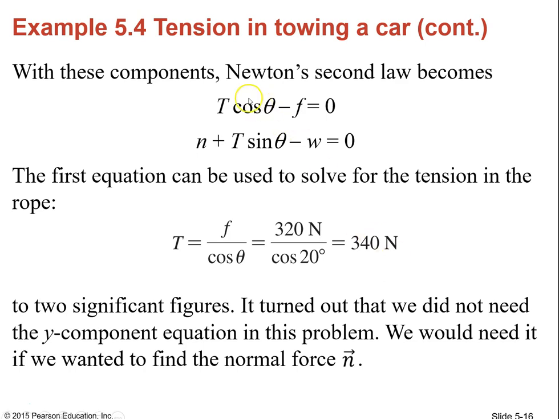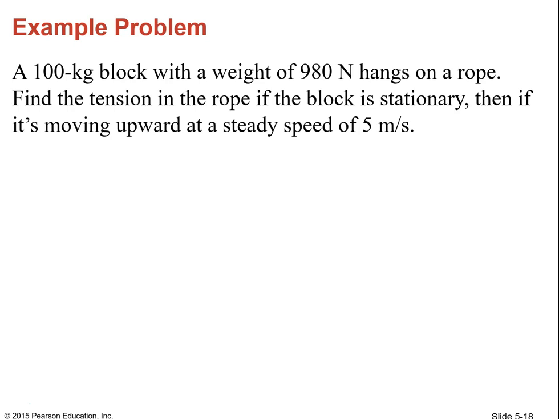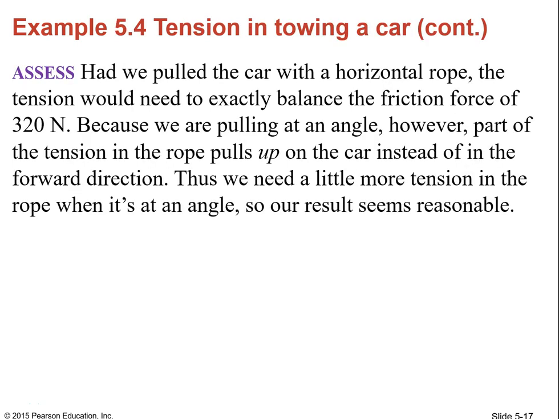Okay, the first equation. We know the angle. Because we know the angle, we can figure out the x and y components. Right? So the tension on the rope is up instead of in the forward direction. We need to know a little bit more tension. There needs to be a little more tension on the rope than the weight of the car.